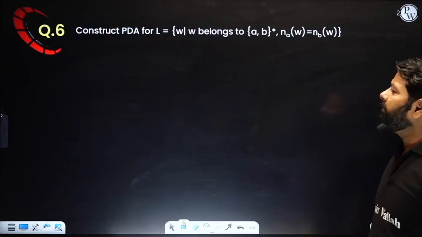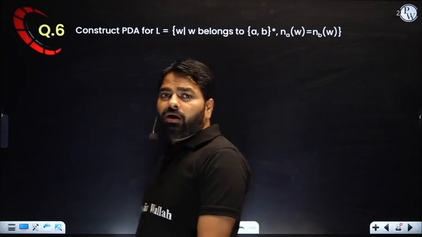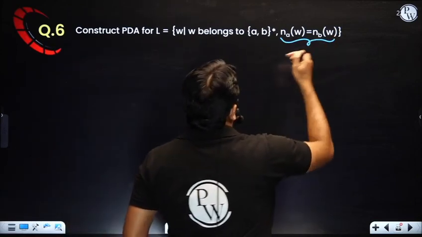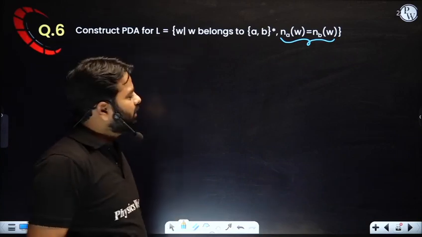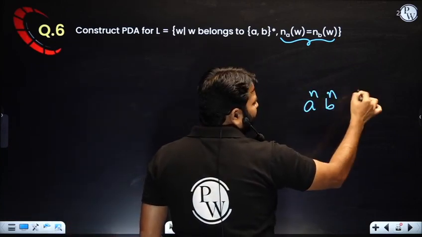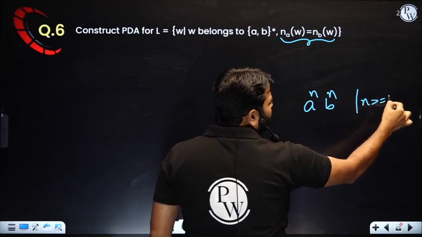What is this again? Is it same as the previous one? No. Here, even the number of A's equal to number of B's. But what is this problem? Here, A power N, B power N. Of course, N might be greater than or equal to 1 or greater than or equal to 0. Just you would see it.